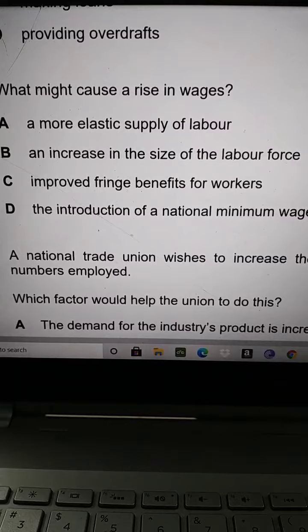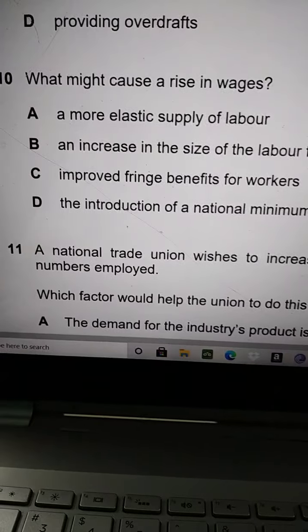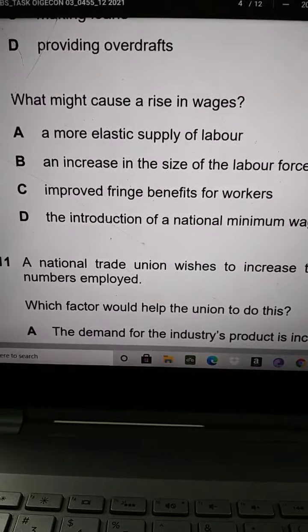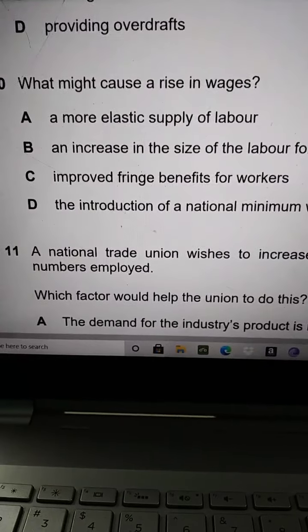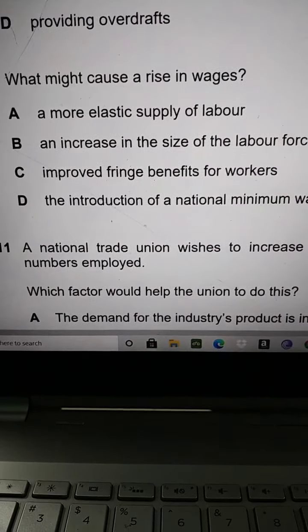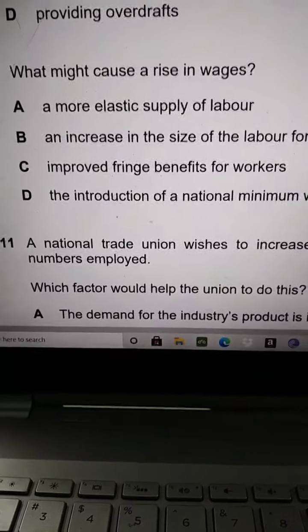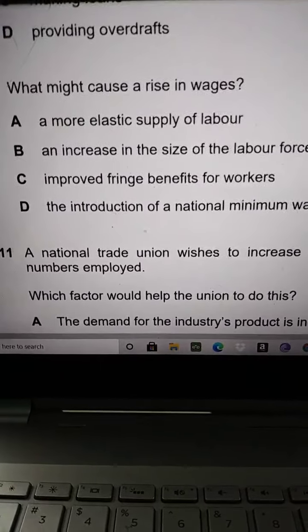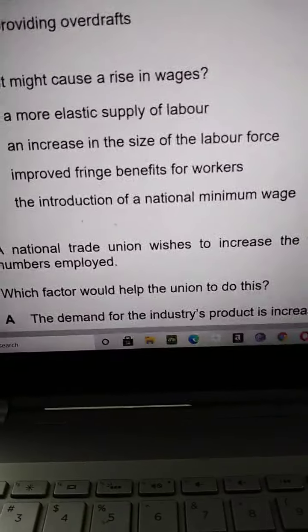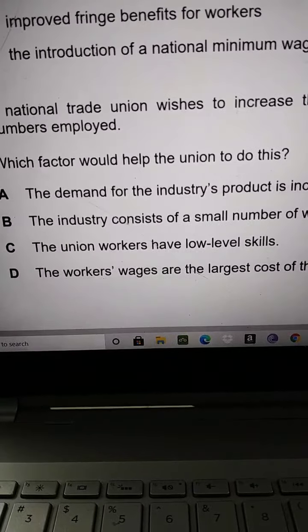A more elastic supply of labor cannot be the answer, because elastic supply of labor means that you have enough surplus labor. So if you have more supply of something, the price of that will not increase, and the price of labor is wage. So let's move on to question number 11.